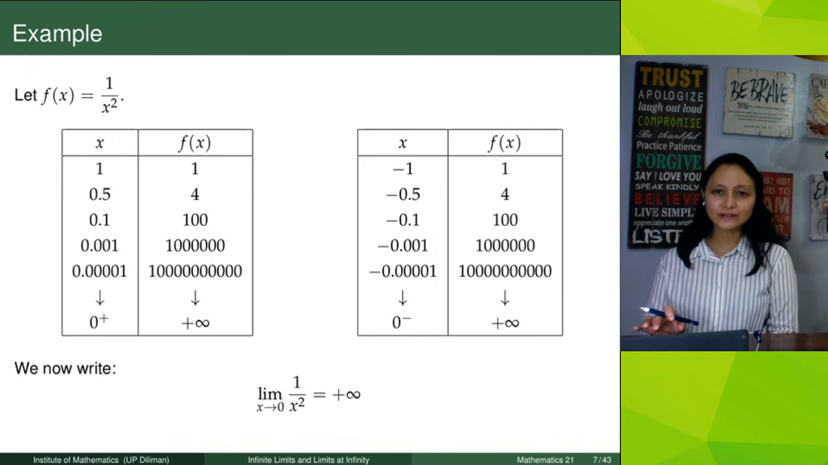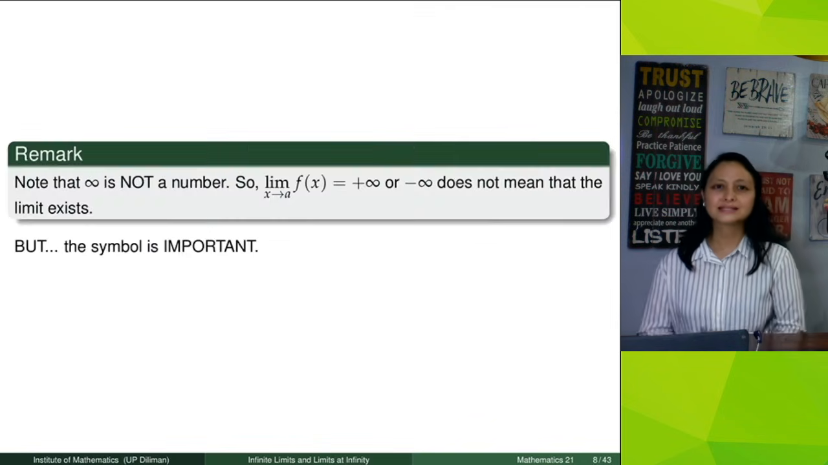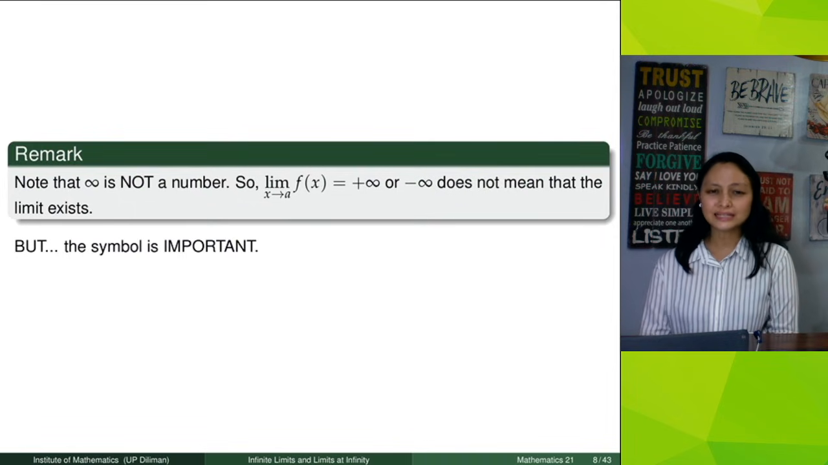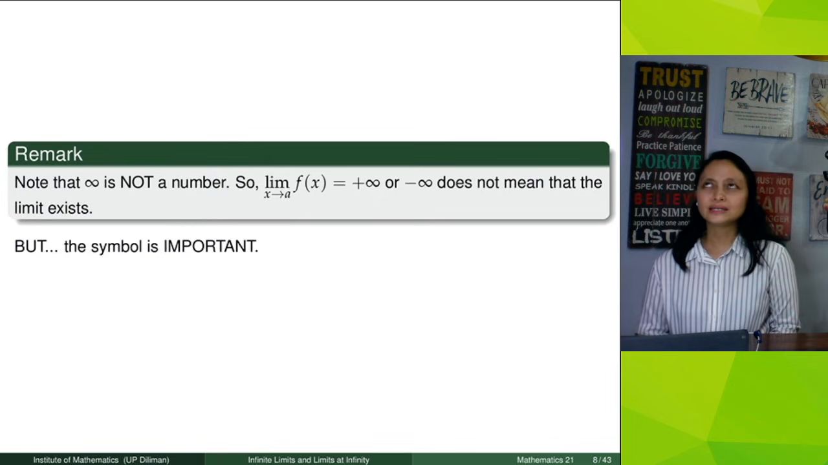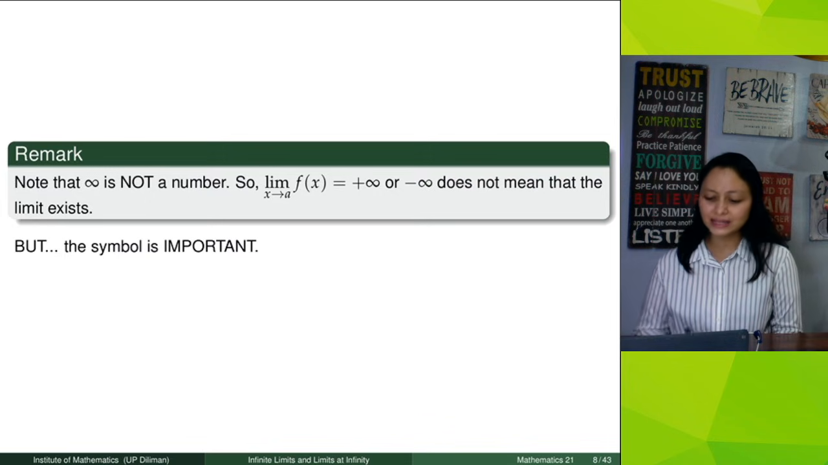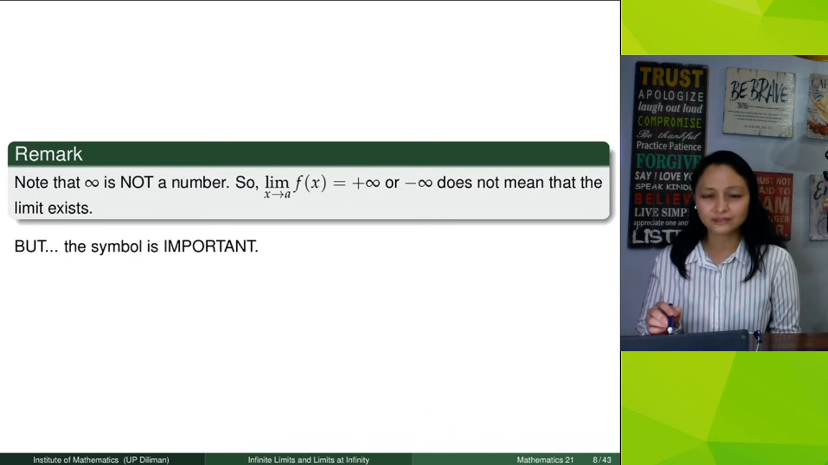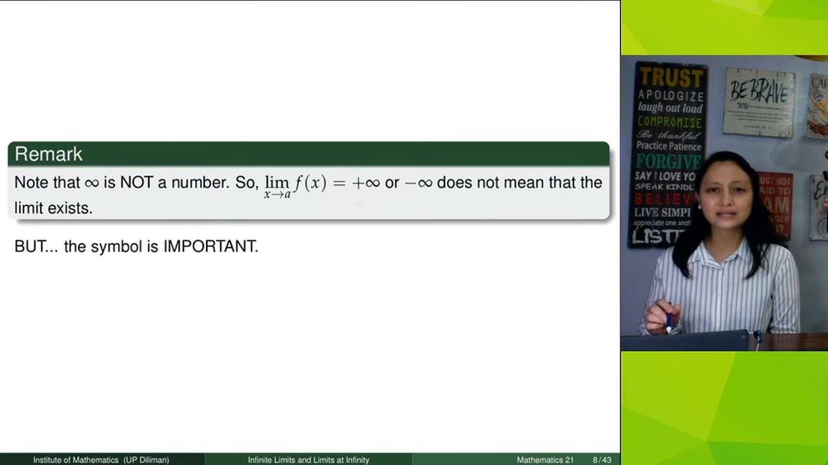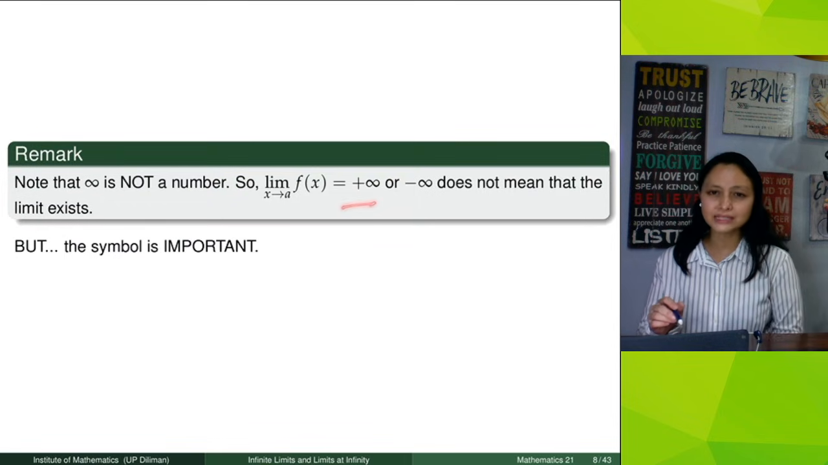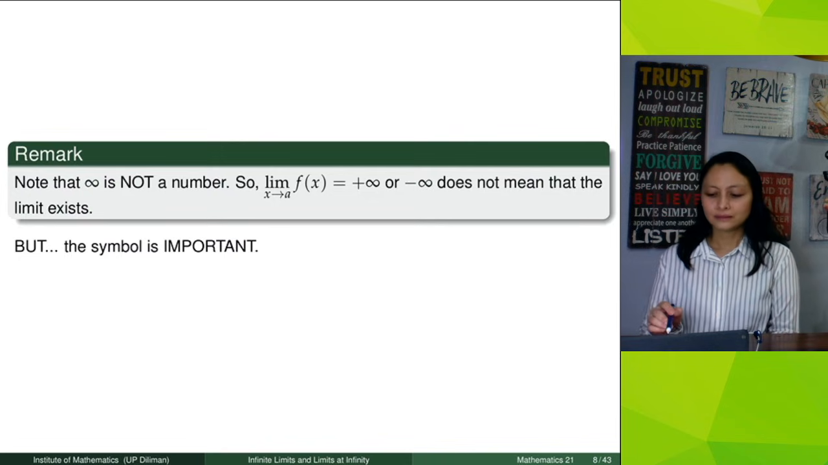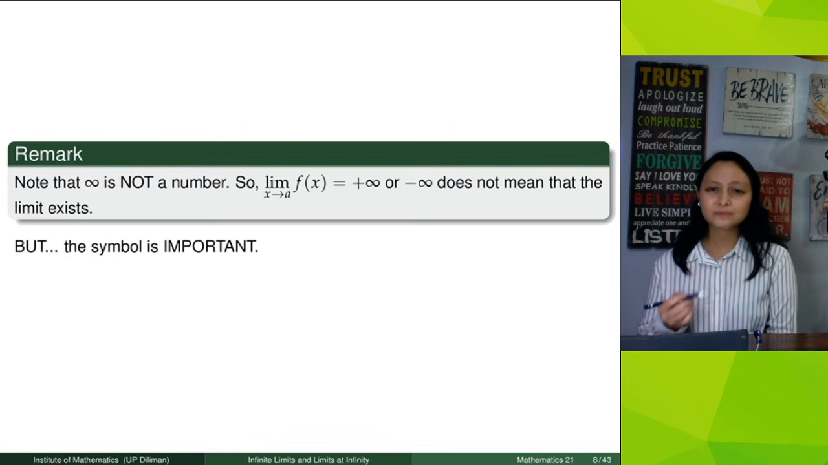Okay, so you've seen what infinite limits mean. Remember, infinity is not a number. So plus or minus infinity are not real numbers. So we say that the limit does not exist even though we have an answer of positive infinity or negative infinity. But the symbol is important, whether it is positive or negative. Because if it is positive, it means that the value of the function is increasing without bound. In contrast to when the limit of f of x as x approaches a equals negative infinity, it means that the value of the function is decreasing without bound.